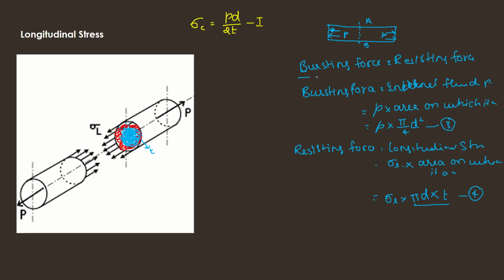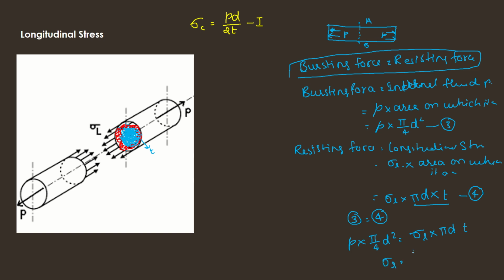And for the limiting case, I said bursting force is equal to resisting force. Let us take equations number 3 and 4. What will happen? P into pi by 4 d square is equal to sigma L into pi d into t. So sigma L is equal to P into pi by 4 d square by pi d t. D square cancelled, pi cancelled, what remains is PD by 4t. Take it as equation number 2.